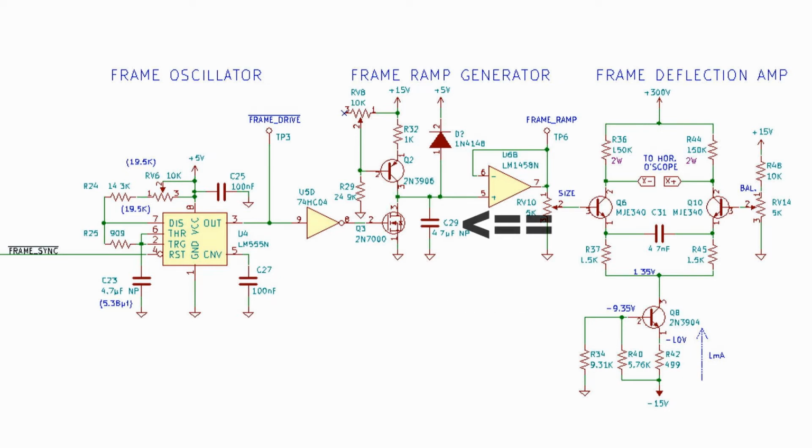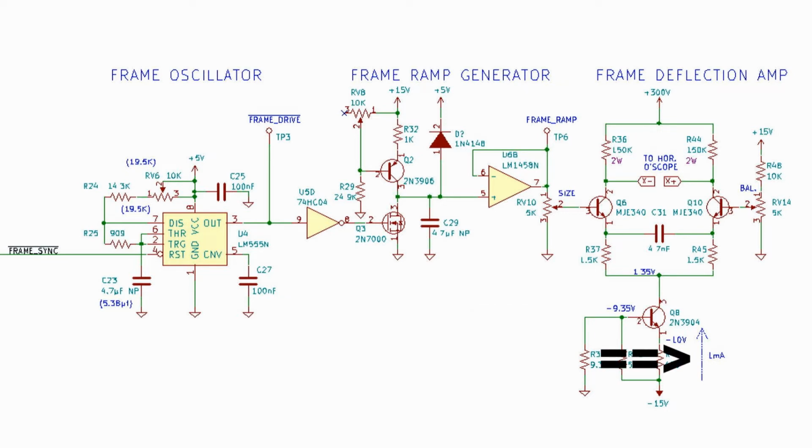So this charge from the capacitor is buffered by U6B, an op-amp configured as a voltage follower, which drives RV10, which is our size control pot. Looking at the frame deflection amplifier, you'll note that it is a differential amplifier. At the bottom in the center is another constant current source. This one is hardwired for approximately 1 milliamp of current.